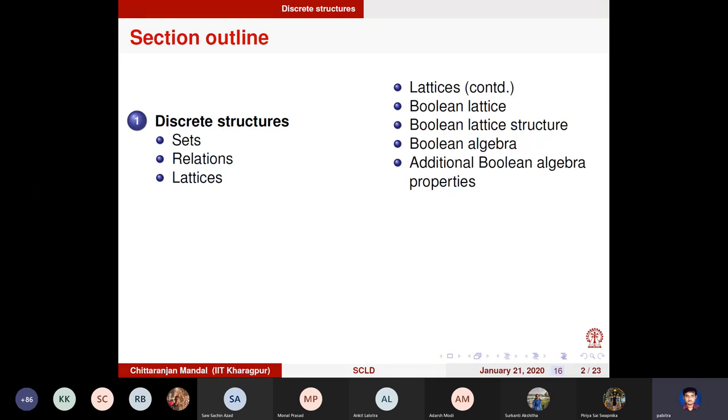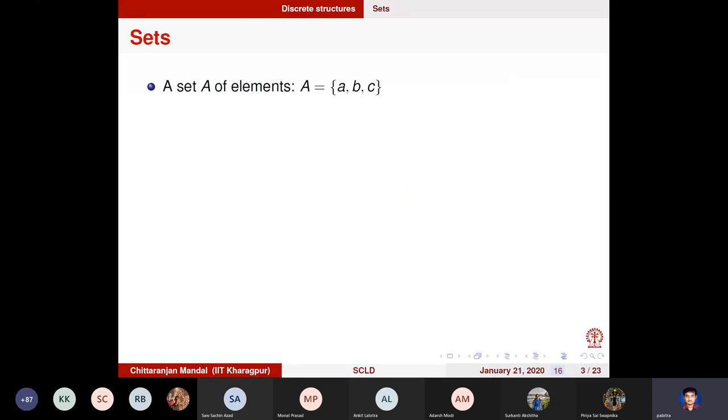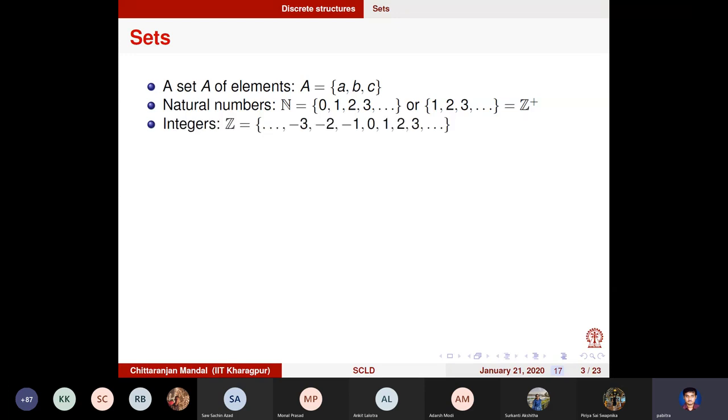Okay. So let's start from the very basic. The basis of everything is something called a set. It's a collection of elements, and these are some examples. The set of all natural numbers, all integers, or 0 to all the integers, or if you drop the 0, all the positive integers 1, 2, 3. These are all examples of sets.